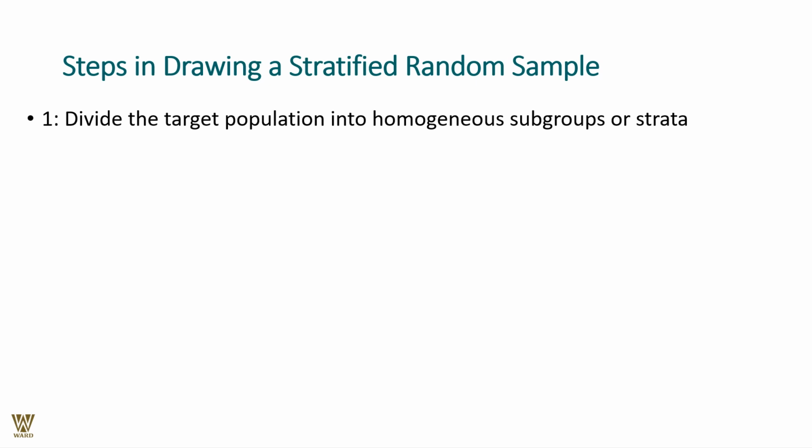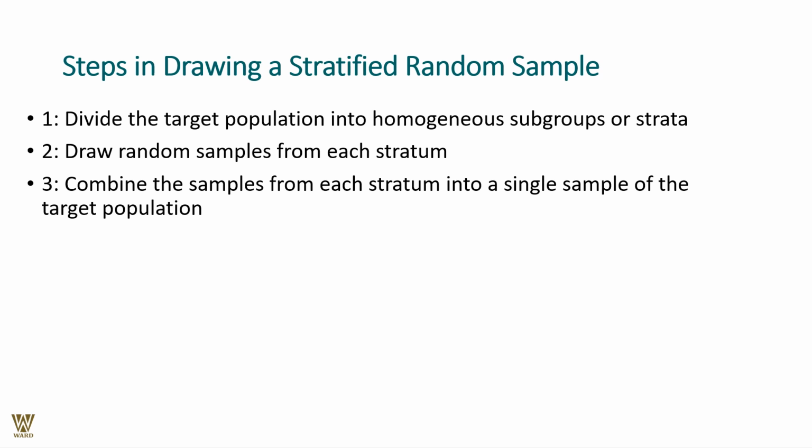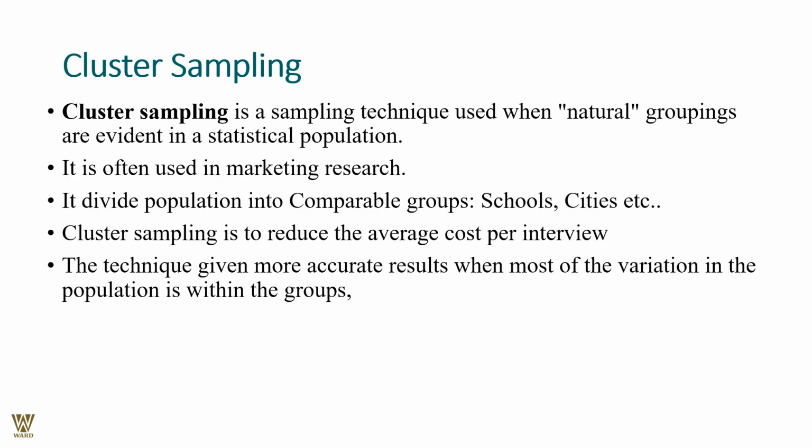Divide the target population into homogeneous, similar subgroups or strata, people reflecting similar groups. Draw random samples from each of the stratum. Now, you are not into systematic sampling, but random sampling from each stratum. And that is what we look into. Combine the samples of each stratum into a single sample for the target population, and that is what stratified random sampling will all be comprising of.